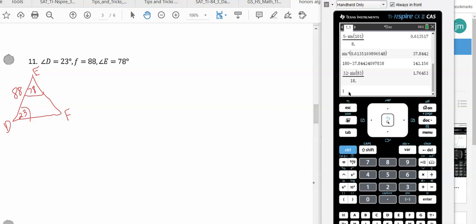So let's go ahead and find the third angle there. So just using your calculator, 23 plus 78, 180 minus that is 79. So this one's 79. Now we know quite a bit. Just going to do the law of sines twice, it looks like, and we should have this.